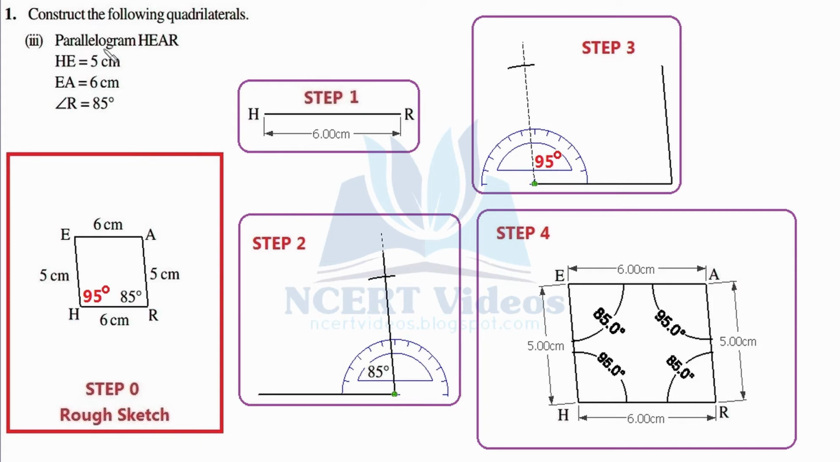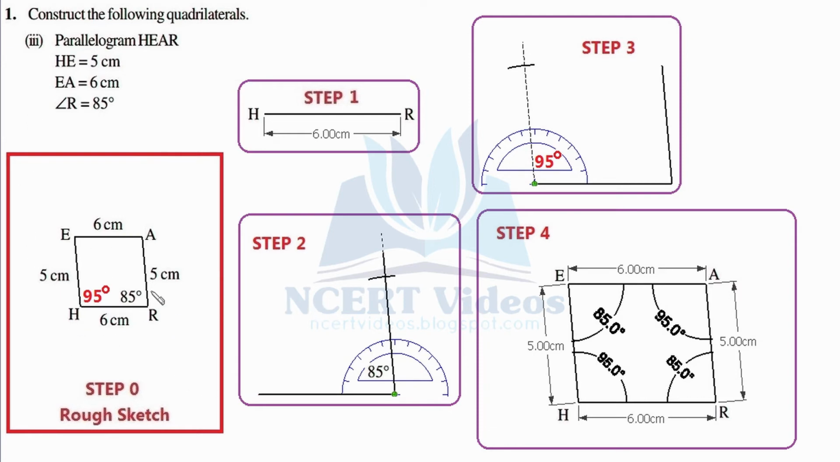We know very well from the properties of parallelogram that adjacent angles of a parallelogram adds up to 180 degrees. Therefore, if it is 85 degrees at angle R, so if we subtract 85 from 180, that is 95. So the measurement of angle H should be equals to 95 degrees. The same has been represented over here. So we observe that certain things are indirectly given to us in our question. We need to find it prior constructing our actual figure.